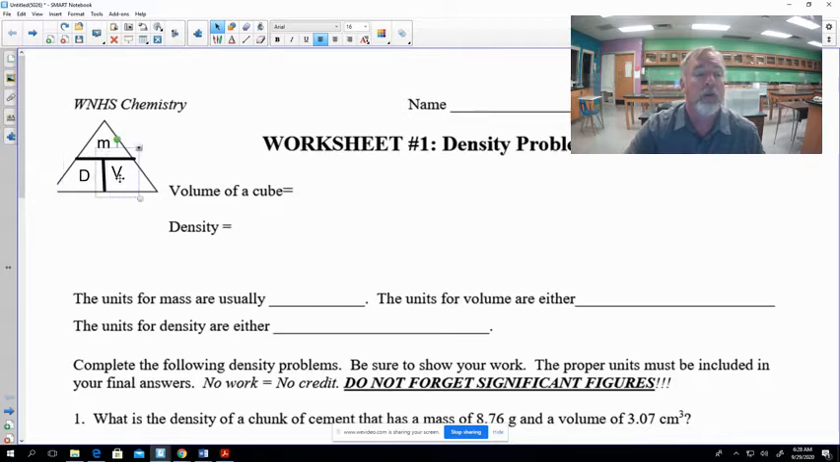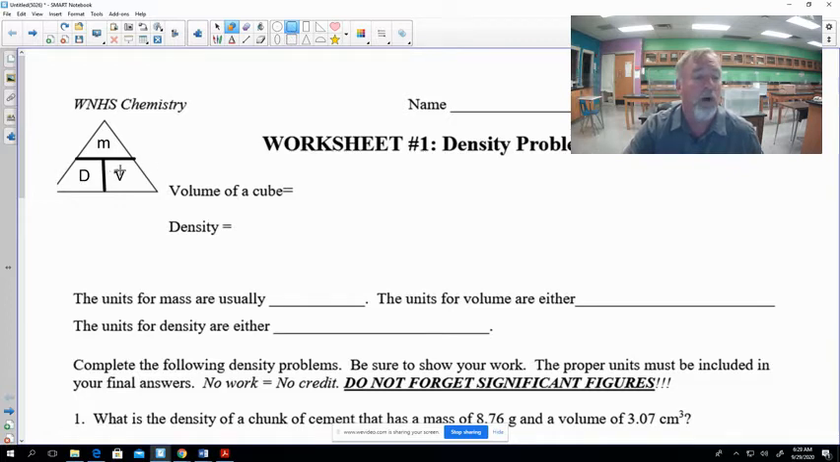Now, how do we do this? Well, if you want to figure out the formula for M, all I want you to do is cover up your M. I want to hide that M. And what's left? D times V. If you want to do a different calculation, all I want you to do is cover up that variable. Cover up the variable you're trying to calculate.